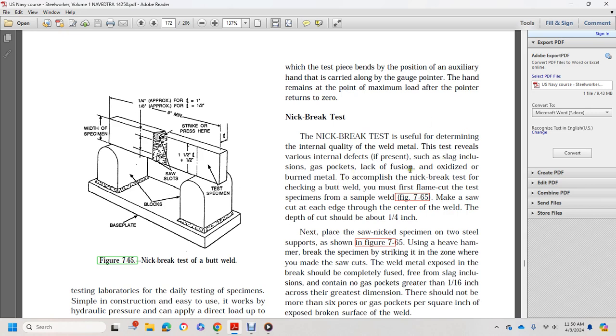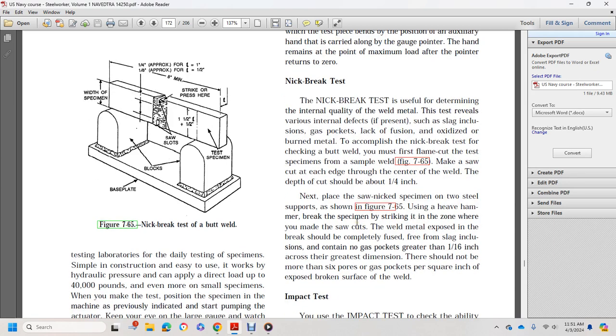To check the butt weld, you must first flame cut off the test specimen, as in figure 765. Make a saw cut at the edge, through the center of the weld. The depth of the cut should be 1/4 of an inch. Next, place the saw-nicked specimen on the two steel supports and, using a heavy hammer, break the specimen by striking it in the zone where you made the saw cuts.